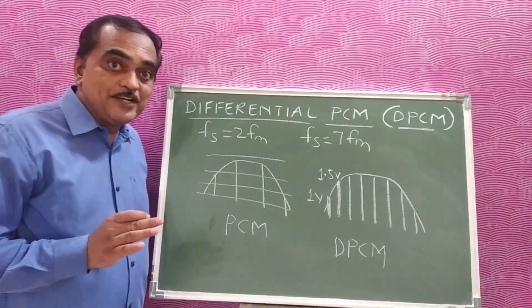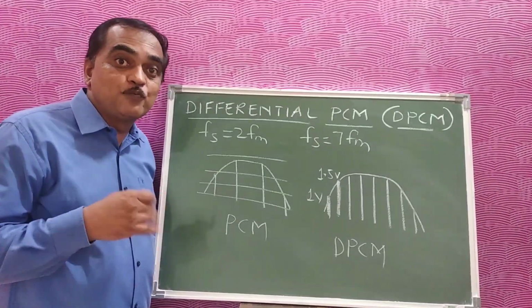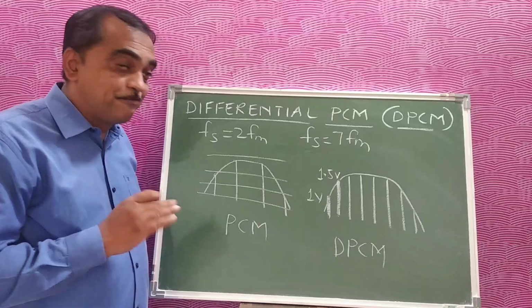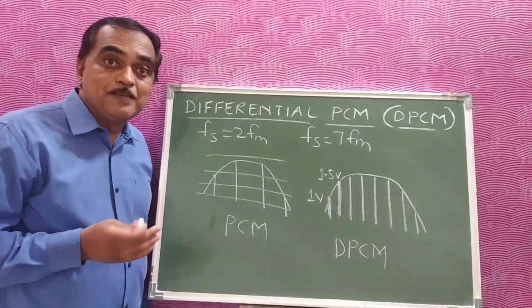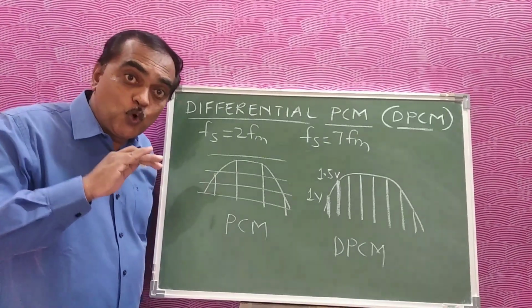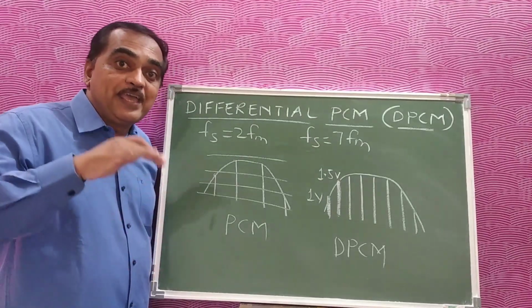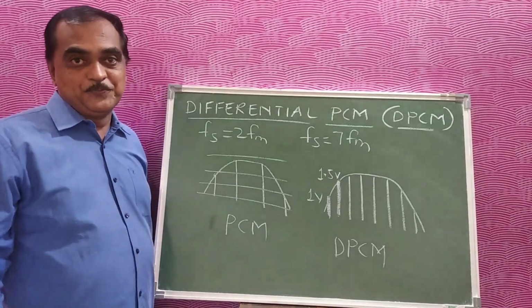So we are not going to send 1 volt or 1.5 volt. We are going to send the difference between them. The difference between them is 0.5 volt. We are going to quantize that 0.5 volt, encode that 0.5 volt and send it.